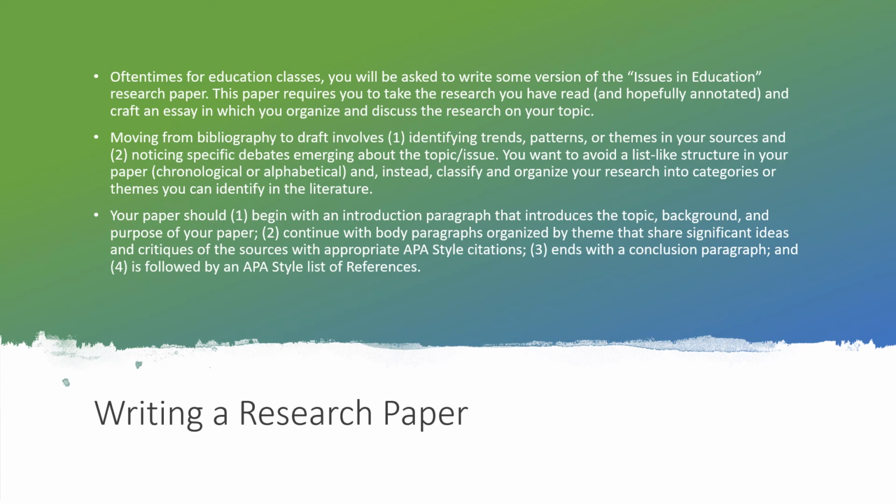And this way you can avoid a list-like structure when you just go chronologically. This was published first, then second, then third, then fourth, or alphabetically like your annotated bibliography. And instead, it presents a paper in which you're exploring the ideas rather than the articles, right? The articles give you information to discuss those ideas. So you classify and organize your research into categories or themes you can identify in the literature.